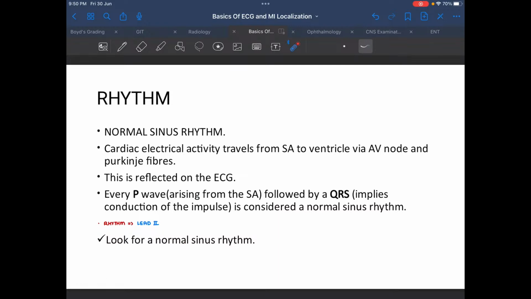When I say a normal rhythm, it's a normal sinus rhythm. What is a normal sinus rhythm? This is what can be asked of you. Normal sinus rhythm always begins at the SA node. So my pacemaker is at the SA node.